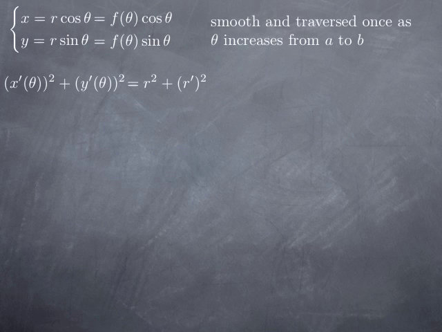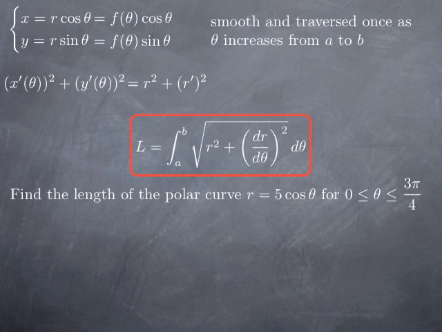So we've obtained that the sum of the squares of the derivatives of the two coordinates can be expressed simply as r squared plus r prime squared. Plugging that in our formula for the length of a parametric curve, we obtain that the length, assuming that in our case we have a smooth curve that is traversed once as the parameter, which in our case is the angle, increases from a to b, then this length is going to be the integral from a to b of the square root of r squared plus the derivative of r with respect to theta squared, and we integrate with respect to theta. So let's take a look at an example.